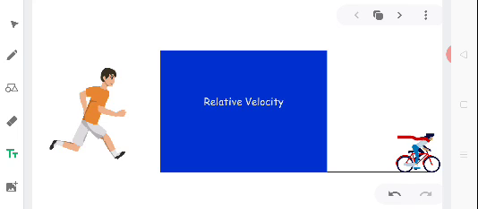Suppose I name these objects as A and B. When two objects A and B are moving with different velocities, then the velocity of one object A with respect to another object B is called the relative velocity of object A with respect to B. As you can see right now on the screen, when two objects A and B are moving with different velocities, the velocity of one object A with respect to another object B is called the relative velocity of object A with respect to B.